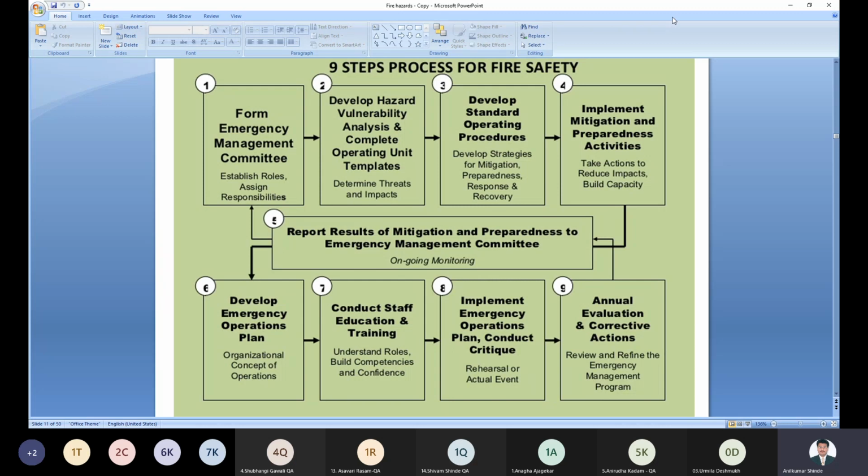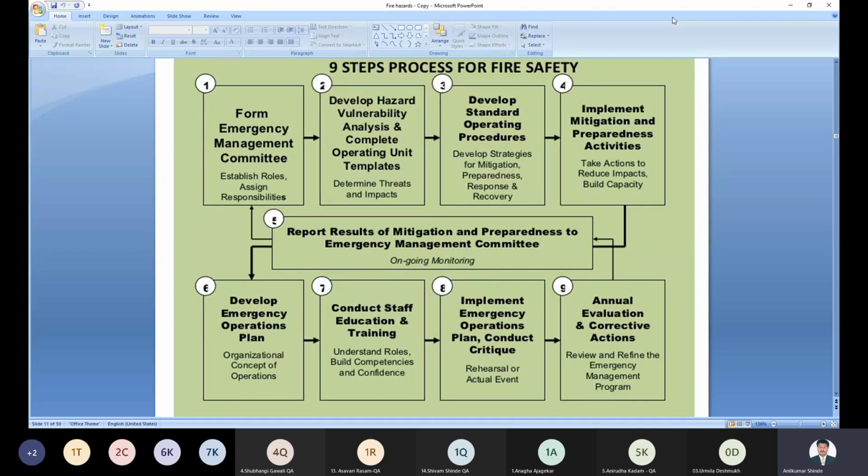Then these are the 9 steps involved in fire safety. How to prevent the fire: these are the different preventive measures that can be taken through these 9 steps. So the first thing is to form an emergency management committee. You can establish a management committee on how to avoid and prevent the fire. You can establish the roles of every person involved in that committee, right? Assign responsibility to every member of that committee, so they can work well and do their assigned duties well. This is called forming an emergency committee.